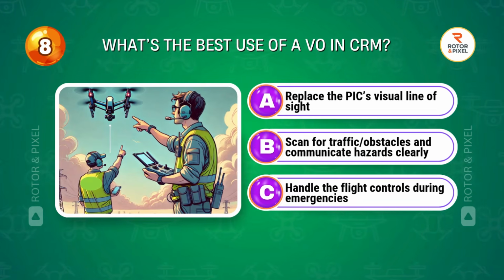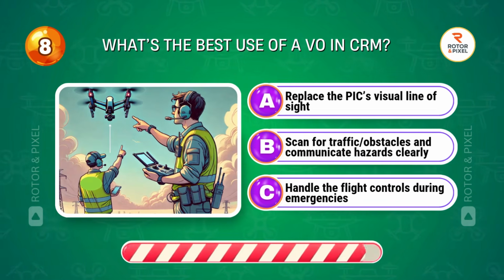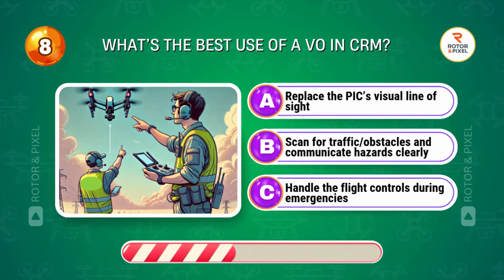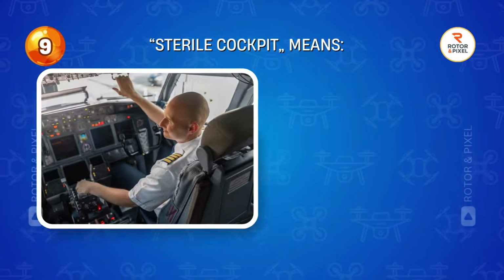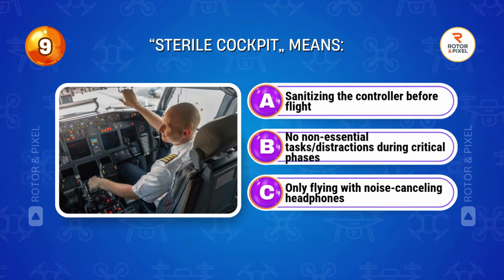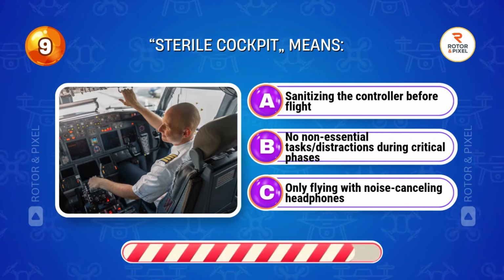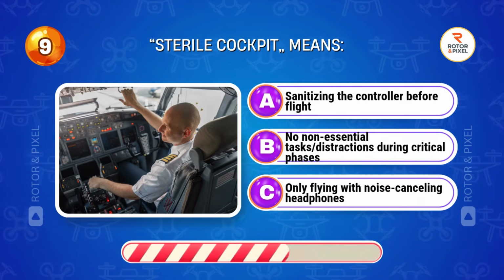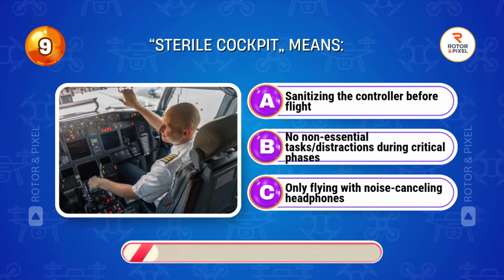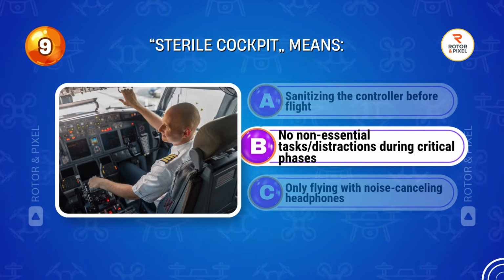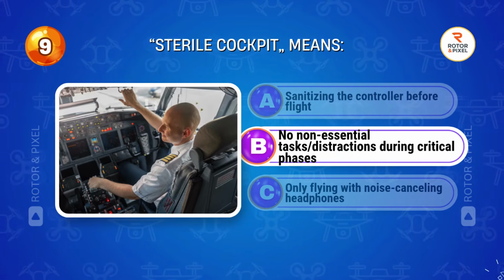What's the best use of a VO in CRM? Answer B, scan for traffic/obstacles and communicate hazards clearly. Sterile cockpit means... Answer B, no non-essential tasks or distractions during critical phases.